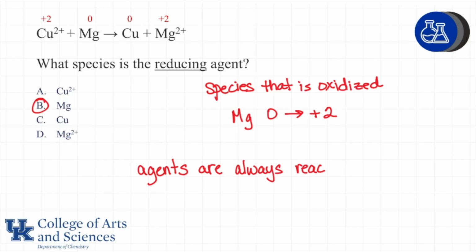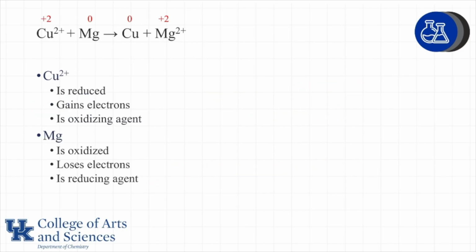Note that the agents are always reactants. We'll never see a product being an oxidizing agent because at that point the reaction has already occurred. The agent is causing something to happen, so it must be a reactant. When we look at our reaction, we see that copper is being reduced, it gains electrons, and is an oxidizing agent. Magnesium is being oxidized because it's losing electrons and acts as a reducing agent.